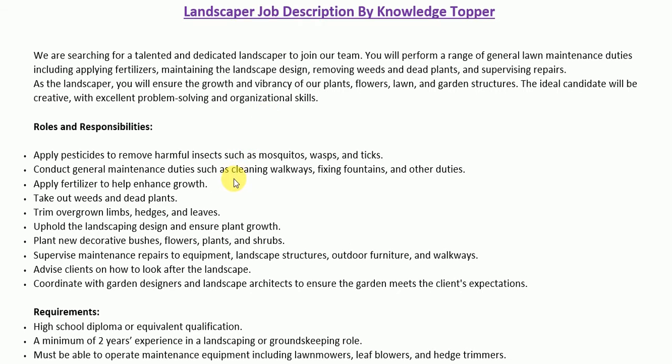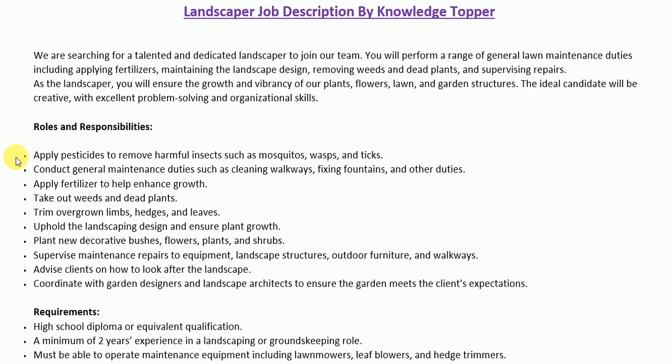After the job summary section, we have the detailed roles and responsibilities section. It includes more detailed roles and responsibilities that must match the skills of a potential candidate. All these roles and responsibilities are important, and generally these are part of every job description of a landscaper. But because a lot of companies have different requirements, they can include and exclude roles and responsibilities as per their own requirements as well.